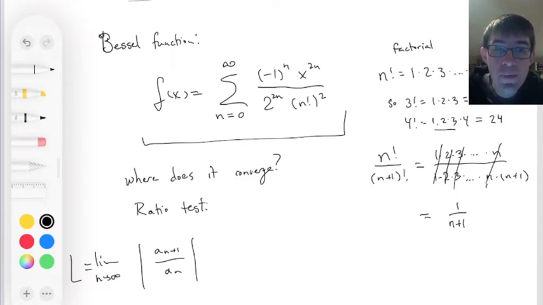And the ratio test says if L is less than 1, then the thing converges. If L is greater than 1, then it diverges. And if L equals 1, then you don't know. Then it's inconclusive. All right. So let's see if we can find the L. The L will depend on x, and then that will tell us when it converges in terms of x. So let's do it.